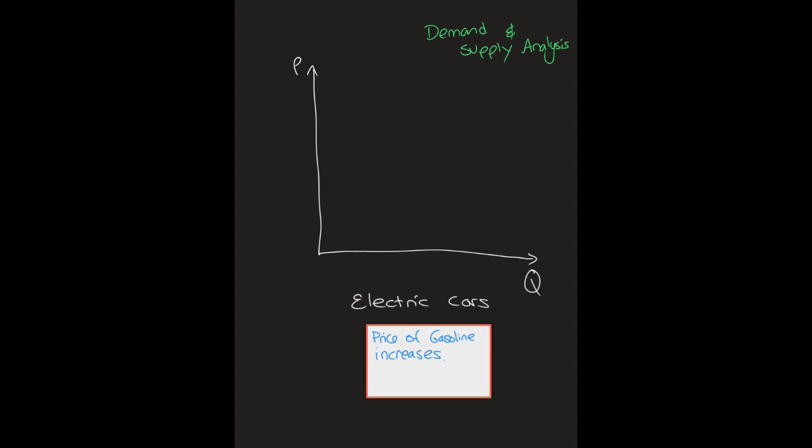Okay, let's start with the equilibrium of supply and demand. So we have our downward sloping demand curve and our upward sloping supply curve. Let's start off with our initial equilibrium with Q star and P star, the market price and quantity. And let's call this equilibrium 1. So what's happening in this case? The scenario we're looking at is, first of all, the market for electric cars. And the scenario that's occurred is that the price of gasoline has increased.